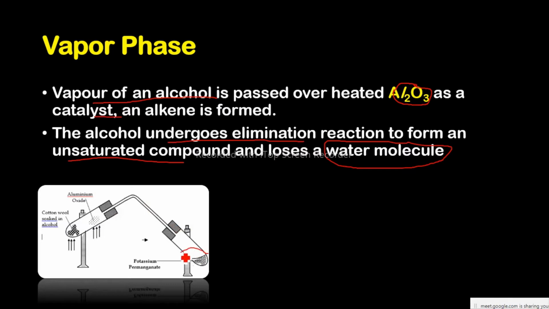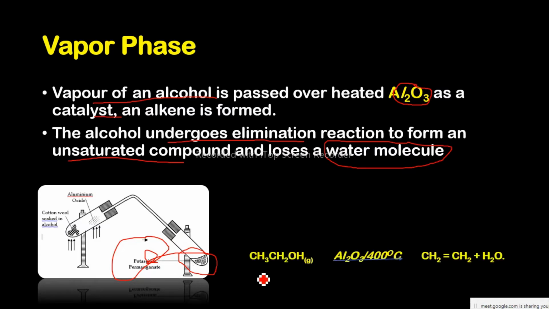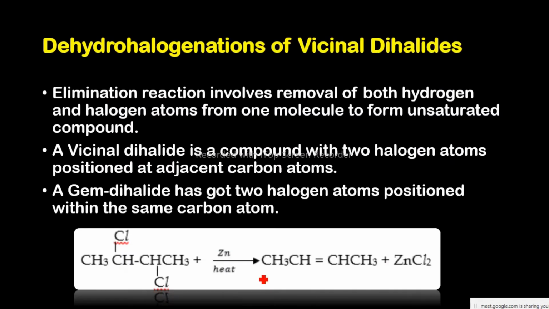Now if you want to confirm that an alkene has been formed, then you can use potassium permanganate. You know the effect of alkenes and alkynes on potassium permanganate. It will be decolorized. The purple solution of potassium permanganate will turn colorless, and so you confirm that you have formed some alkene. Okay, this is just simple.